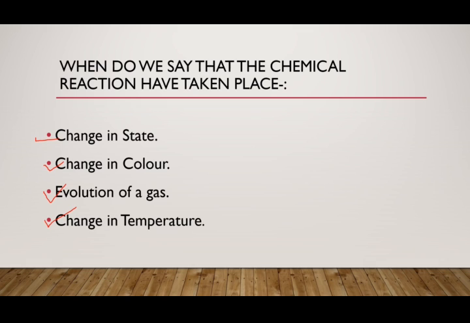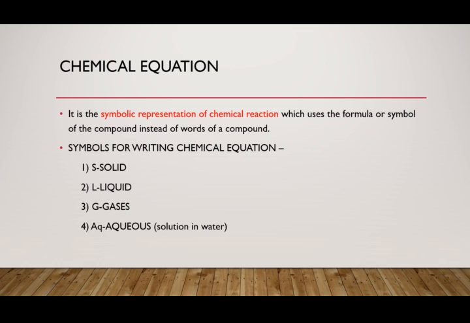So far we have been discussing chemical reactions. Now let us go to the chemical equation. What exactly is a chemical equation? It is nothing but a symbolic representation. A symbolic representation of what? A chemical reaction. As the word itself says, it will use a symbol or formula of a compound instead of writing it in words or in a statement.